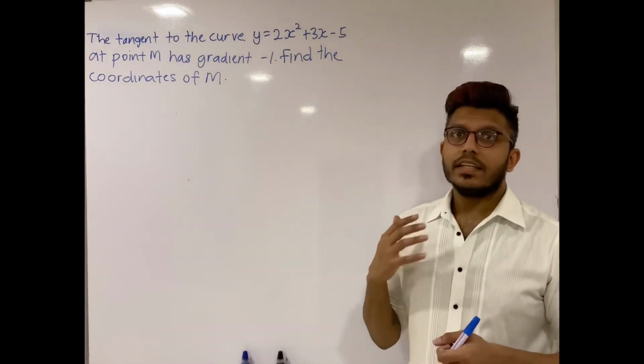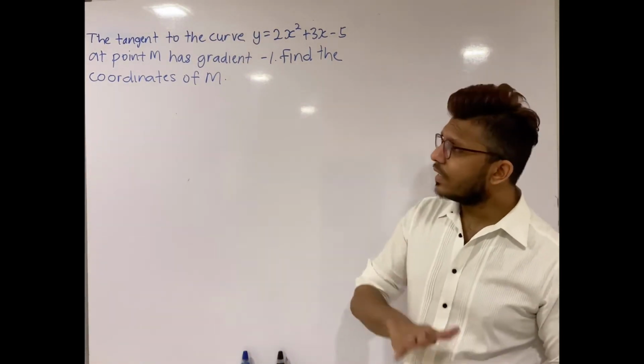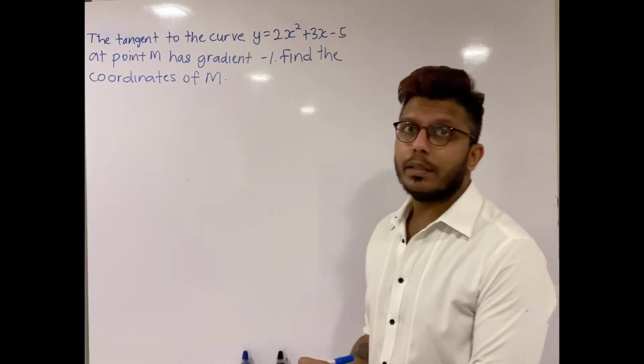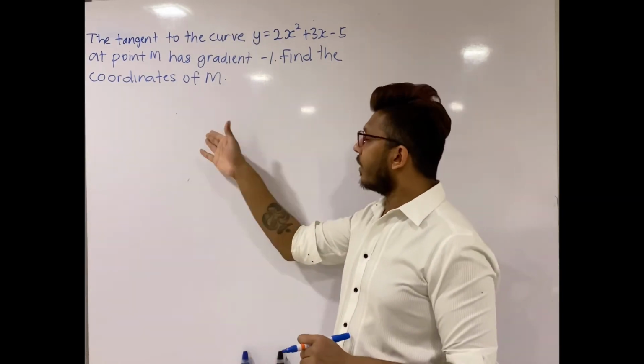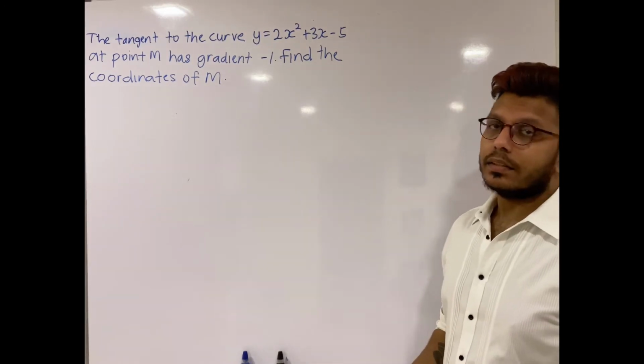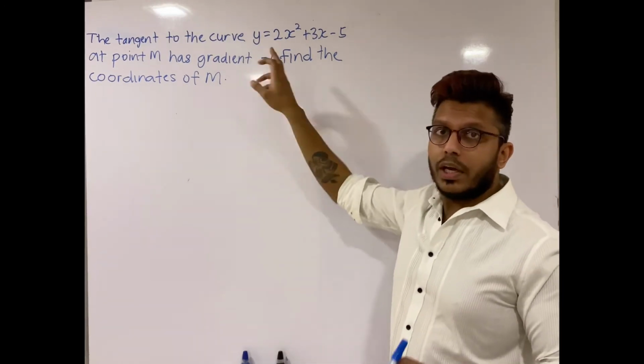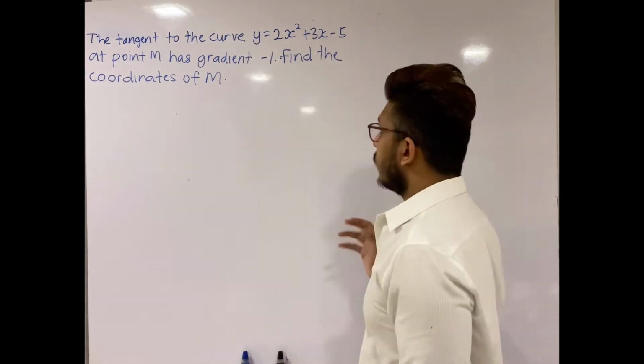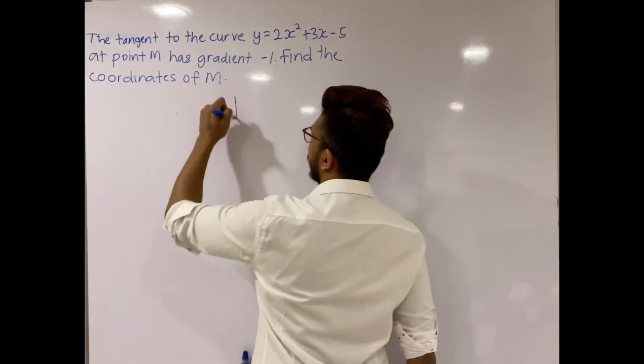Okay guys, now look at this question here. This is similar to what we did before. In the previous question, we found the gradient. They gave you the point and we found the gradient. In this case, they gave you the gradient already, it's -1. You have to find the point. So we will illustrate this again. I'll just roughly sketch it.